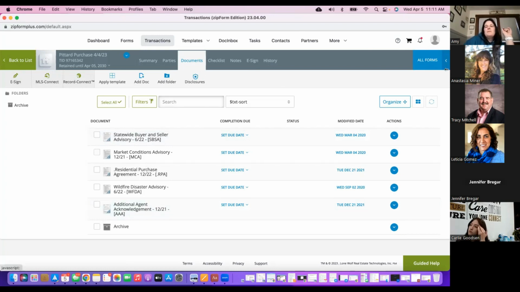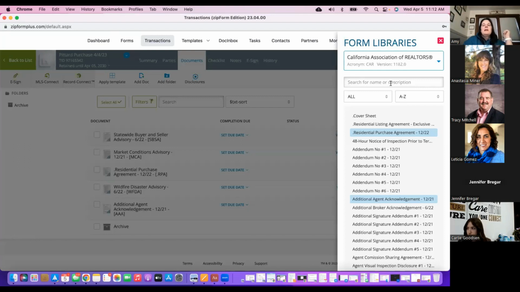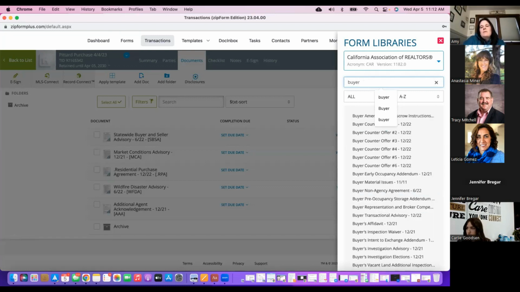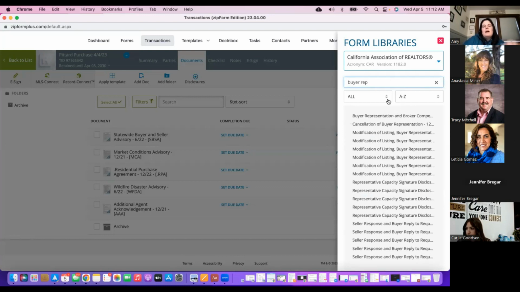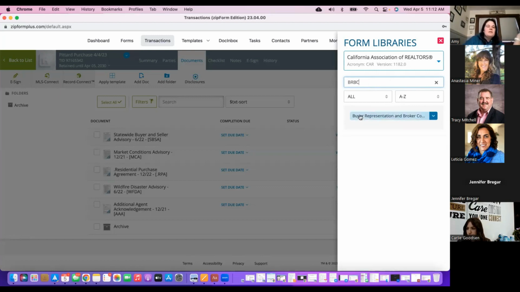So we're going to come up here where it says all forms in the upper right-hand side, the little blue button. I'm going to click on that all forms and it's going to pull up the forms library. Here you can search for that form and you can search for it either under name, like I could look under buyer rep, right? So buyer representation, broker compensation becomes the top one, or I could search it for the BRBC. If you know what the acronym is, it would also come up.